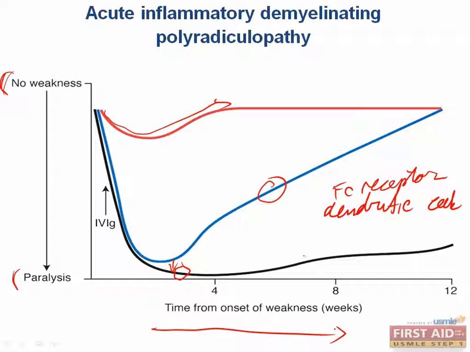Now, most patients will have a good recovery, but it takes months to reach back to baseline. You should also know that in addition to the therapies I mentioned, plasmapheresis and IVIG, you can also provide supportive therapy for symptom relief.